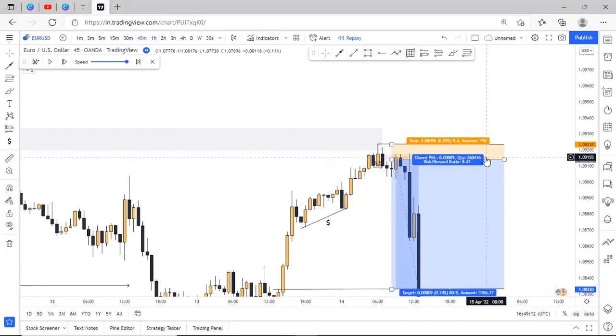So you tend to have a higher risk to reward and get to use higher lot size because your stop loss is small compared to when you have a bigger stop loss and you have to use a smaller lot size. So at the end of the day, always make sure you know the amount you want to risk per trade.